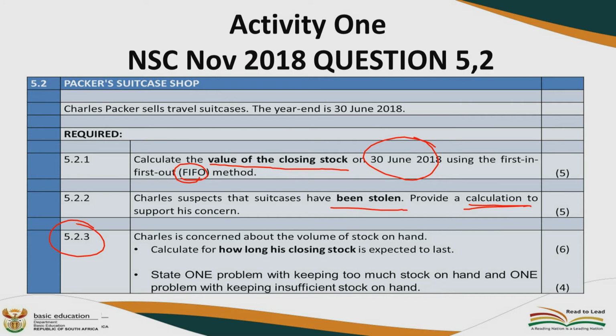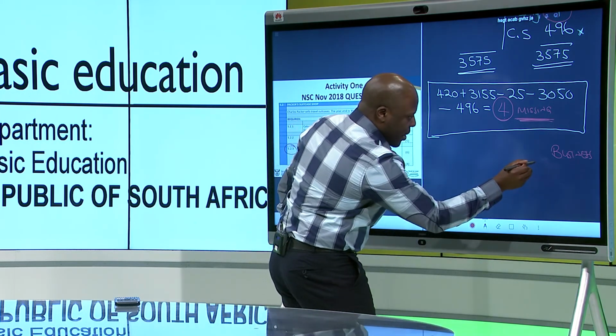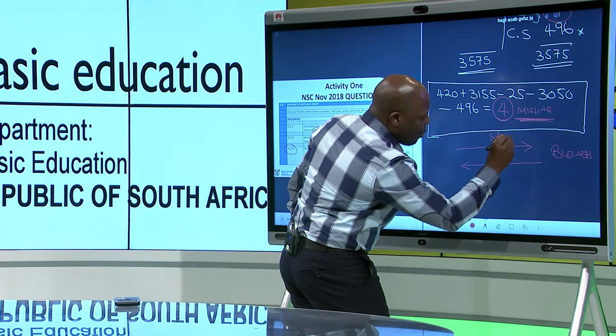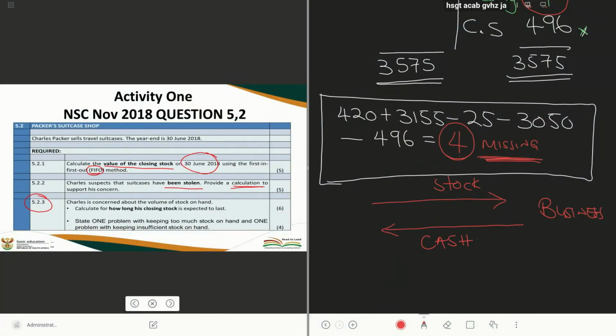If this is our business, all right, once stock is moving in this direction, we would then say cash is moving in the opposite direction. Once stock comes into the business, therefore it means we have a cash outflow. Once stock comes into the business, cash is going out of the business. So you should keep this in mind. The question is saying, Charles is concerned about the volume of stock on hand.